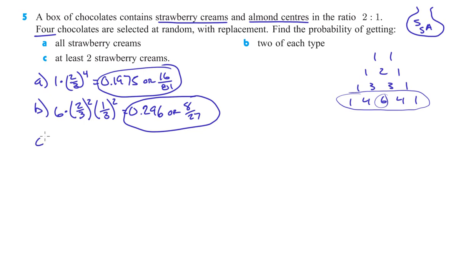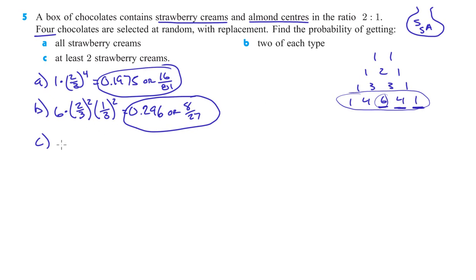Okay. And then for part C, at least 2 strawberry creams. So this is where it gets a little interesting. This is where we got to do, so this is 0, 1, we got to do this plus this plus this. Okay. So we got to do probability of 2 strawberry creams, 3 strawberry creams, or 4 strawberry creams.